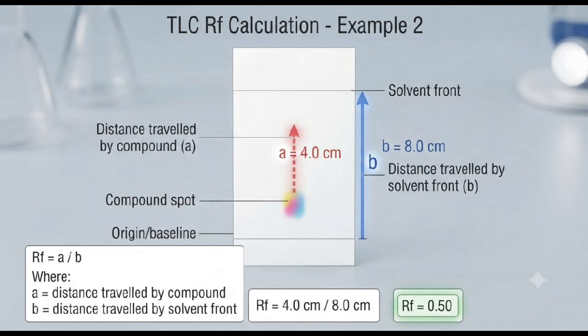Calculation example. For example, if a compound travels 4 centimeters from the origin and the solvent front travels 8 centimeters, the RF value will be 0.50.